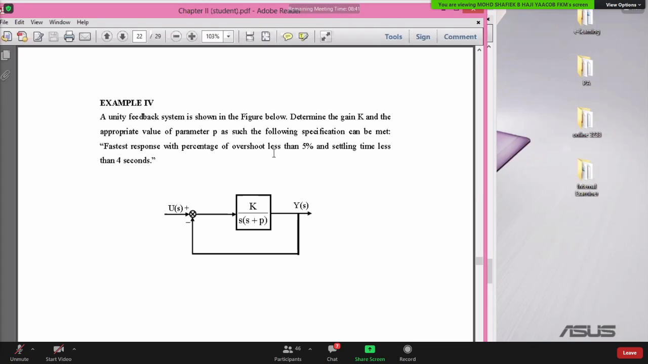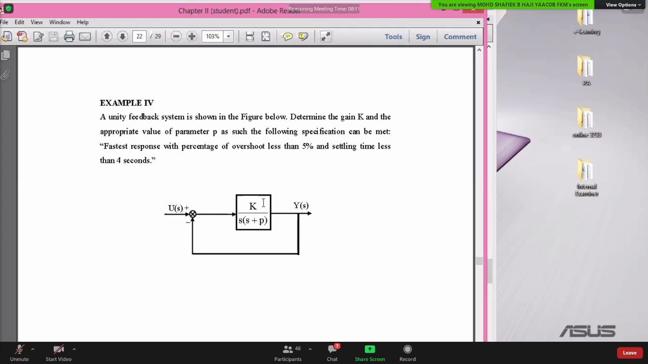But here, for simplicity, let us just say we want the overshoot to be equal to 5% instead of less than, and the settling time equal to 4 seconds instead of less than. This is just to simplify our discussion. Let's say we want to design the system such that the overshoot is 5% and the settling time is 4 seconds.